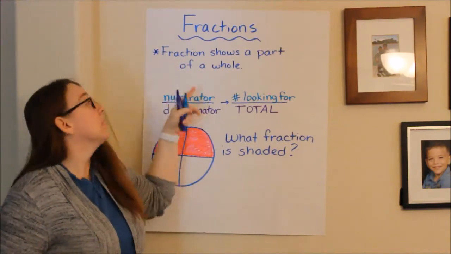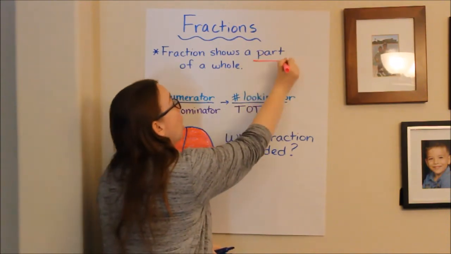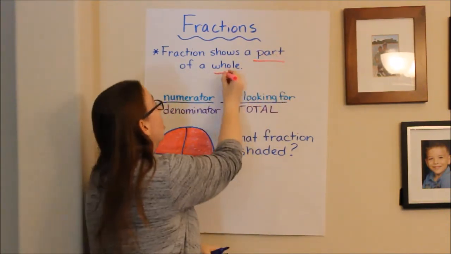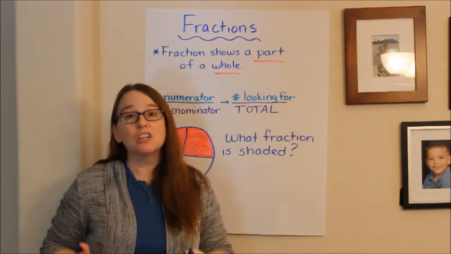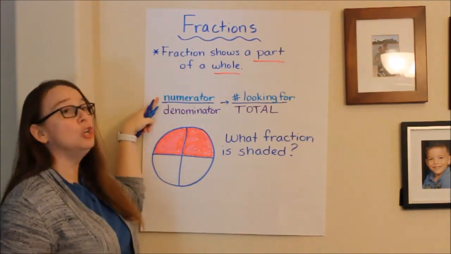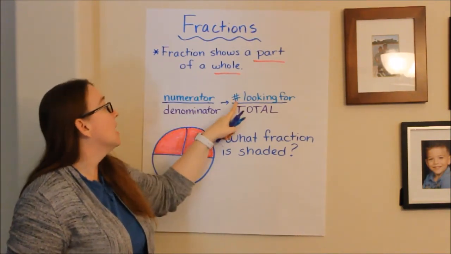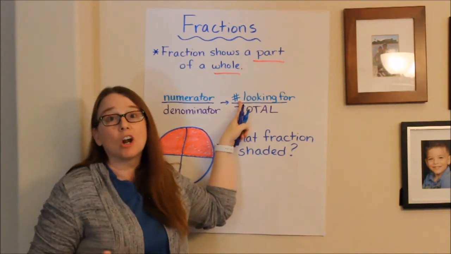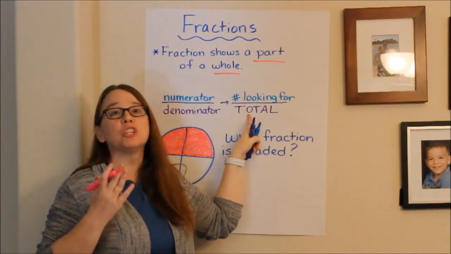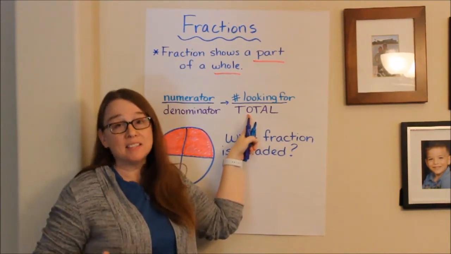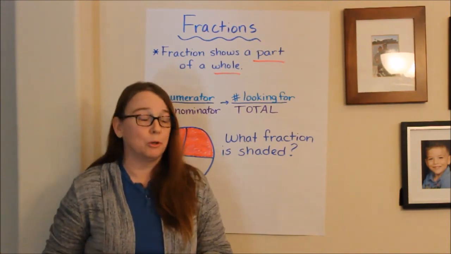Well, what is a fraction? If you remember from before, a fraction shows a part of a whole. And when we are writing fractions, a fraction has two parts. It has a numerator and a denominator. The numerator tells us how many are there of what we are looking for. And the denominator tells us the total number of pieces that something is divided into. So let's go ahead and look at an example.